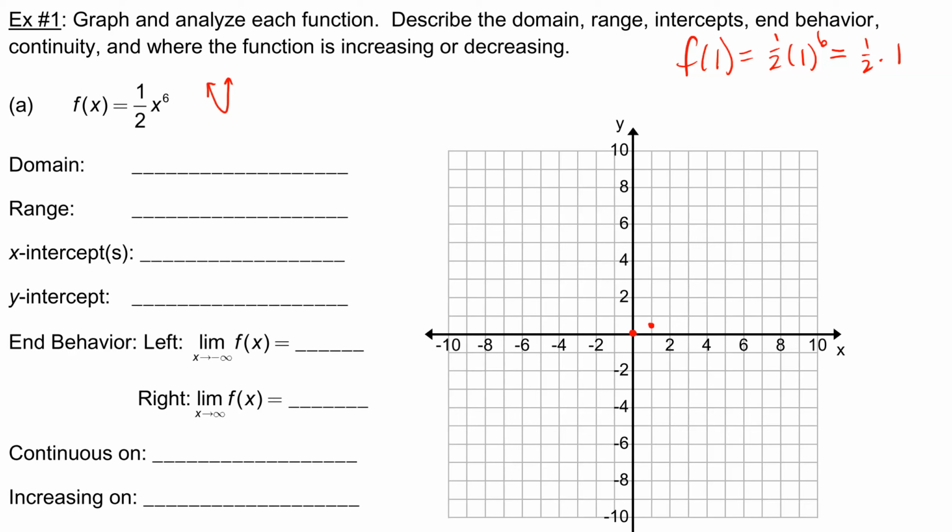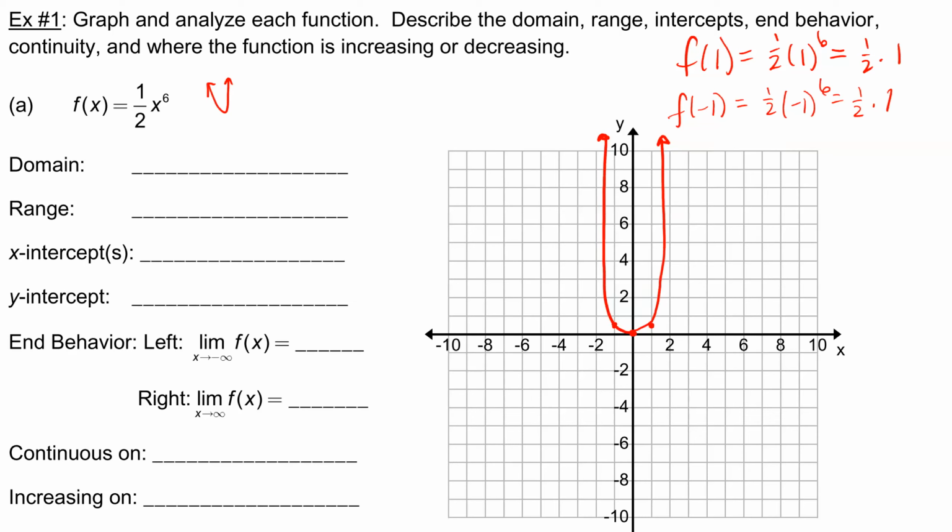And then since it's symmetric across the y-axis, it's even symmetry. It's an even function. Or you could say, hey, what's f of -1? That's just going to be 1/2 times -1 to the 6th power. Oh, a negative times itself an even number of times is positive. So it also is 1/2. So this is going to be a U shape. We know that. We also know it's going to be very, very skinny, because it's the 6th power, not the 2nd power.